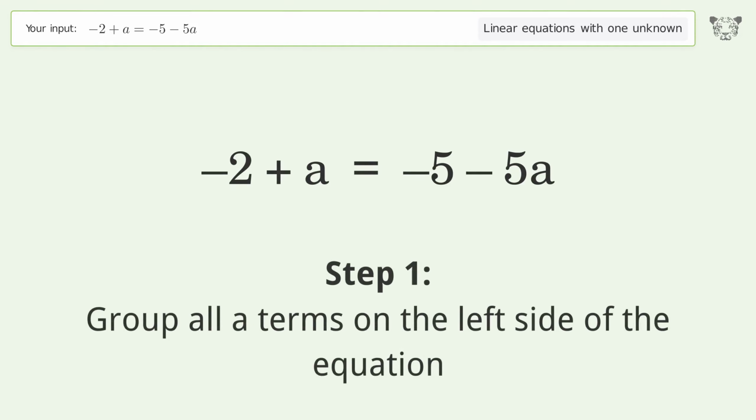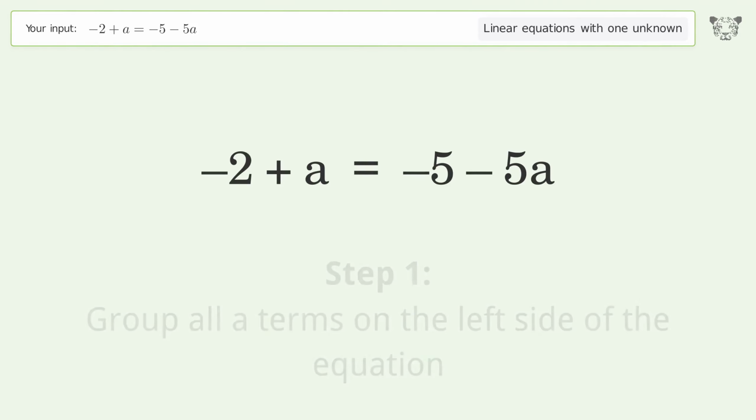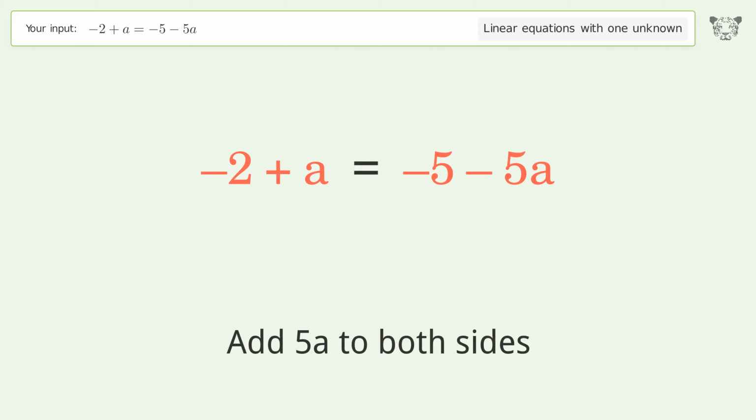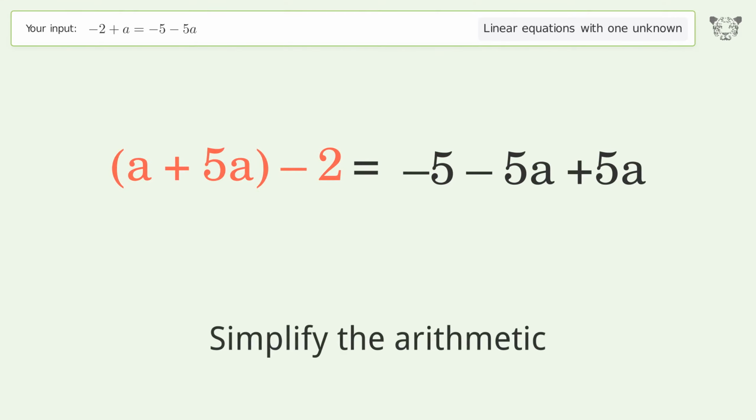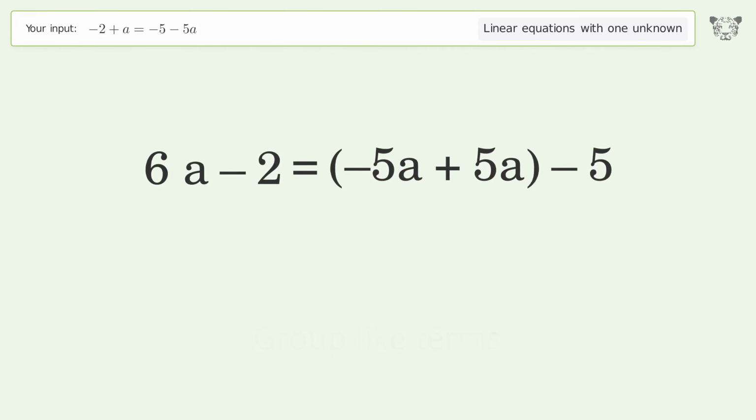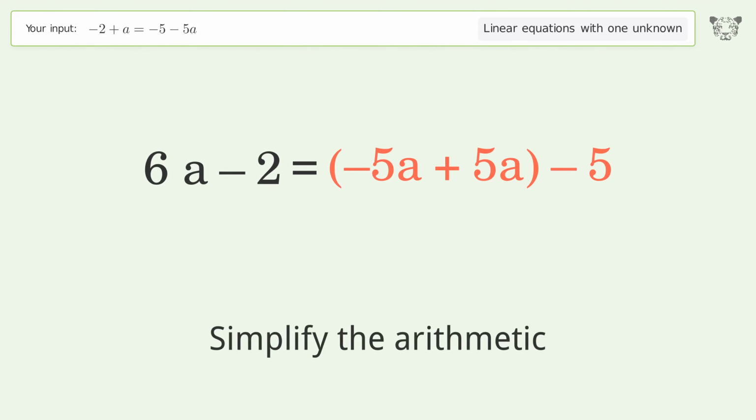Group all a terms on the left side of the equation. Add 5a to both sides. Group like terms. Simplify the arithmetic. Group like terms. Simplify the arithmetic.